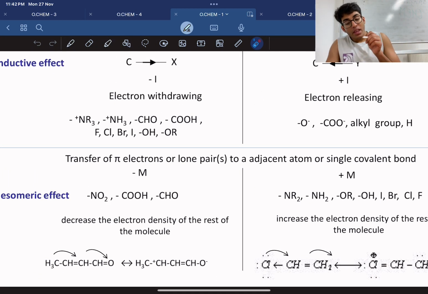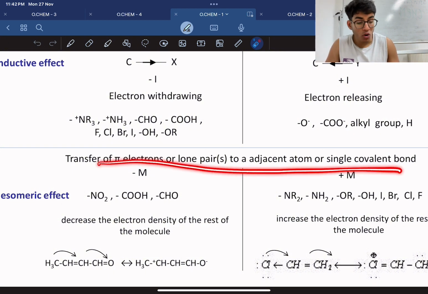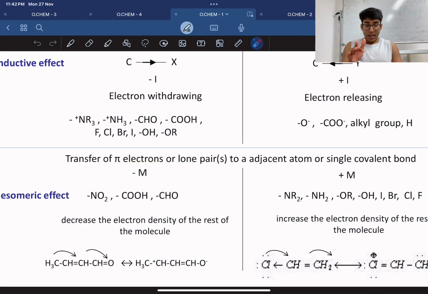Now, this effect, resonance, has its branches. One of the branches is the mesomeric effect. What's this? The transfer of pi electrons or lone pairs. Clearly, it says pi electrons. So for that, what do you need?